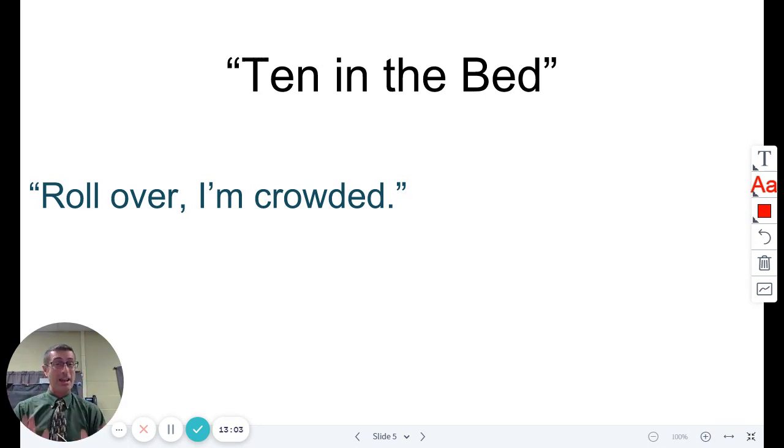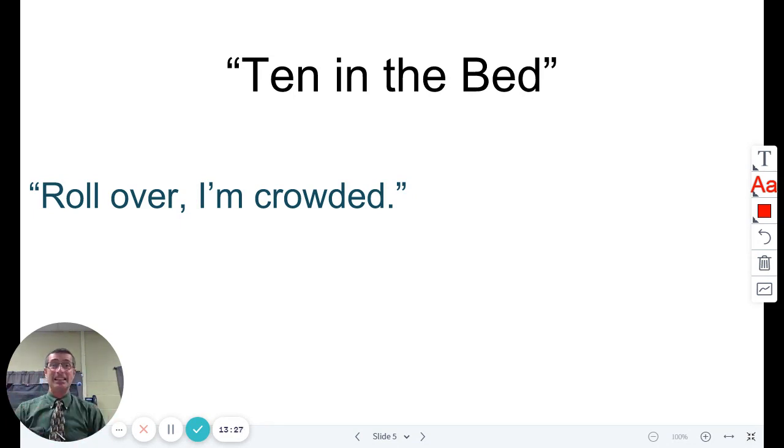So they all rolled over, and one fell out. There were nine in the bed, and the little one said. Everybody, roll over, I'm crowded together. Ready, go. Roll over, I'm crowded. Back to this. So they all rolled over, and one fell out.